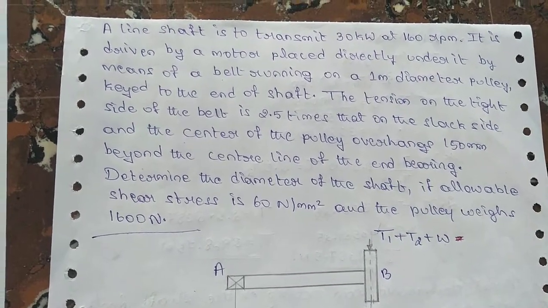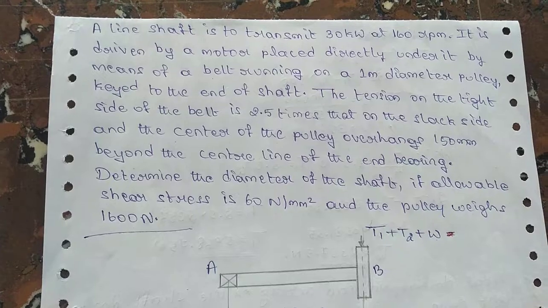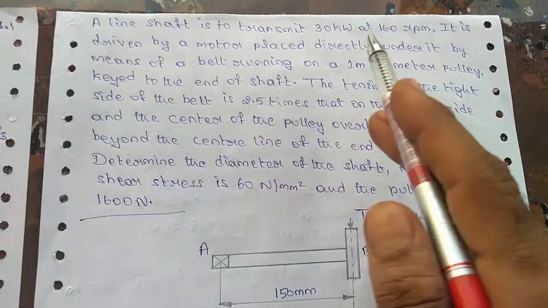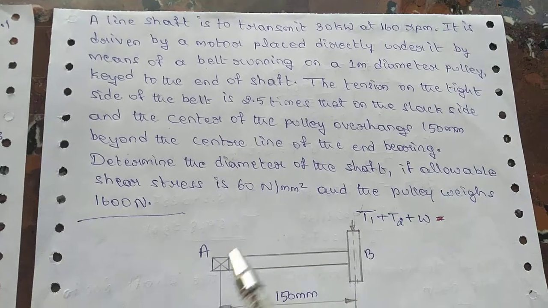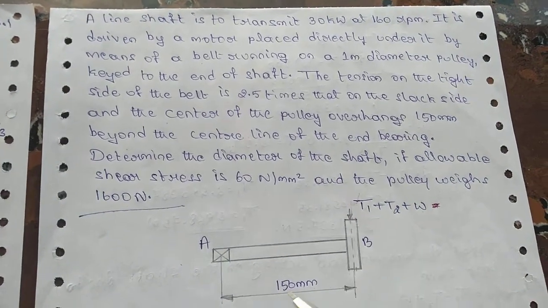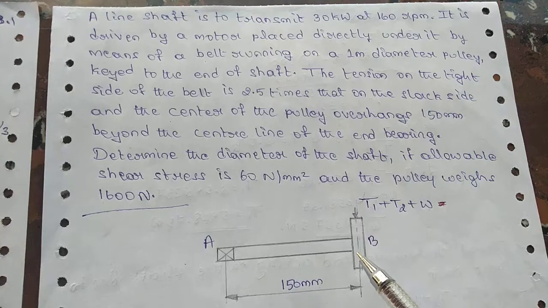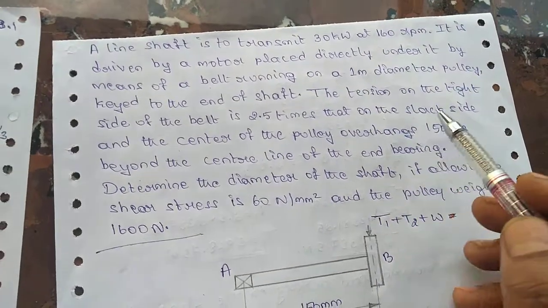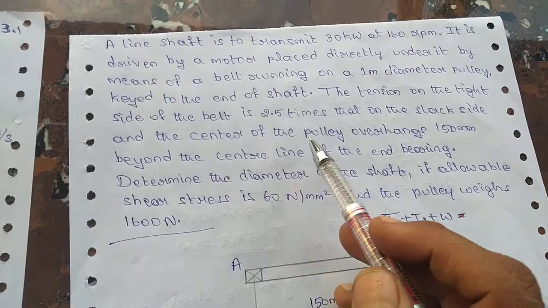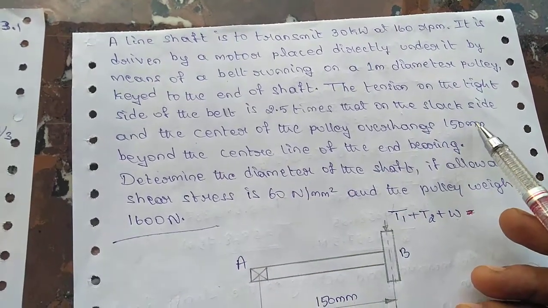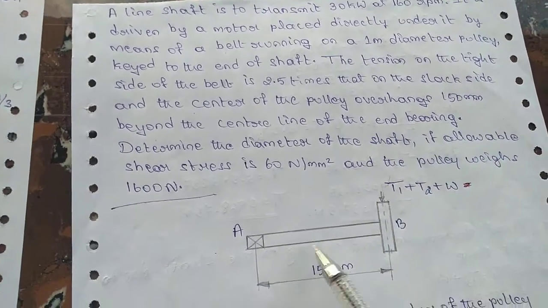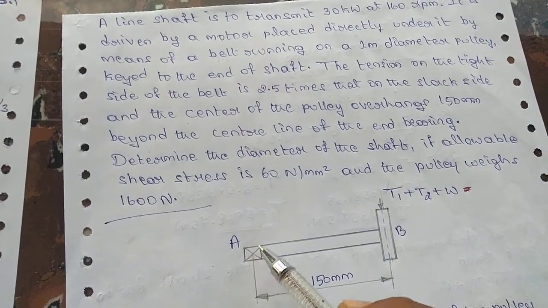Let us solve a problem from the chapter shaft. So here is the problem definition. Read this definition. So we directly start with the drawing. What he has mentioned here is the center of the pulley overhangs 150 millimeter beyond the center line of the end bearing. So this is end bearing.